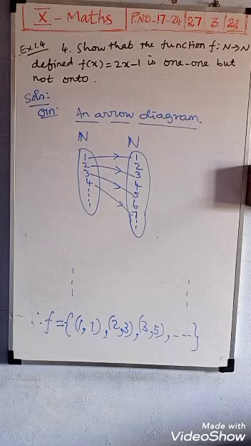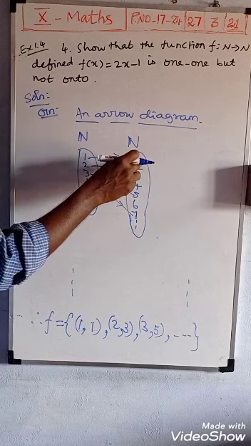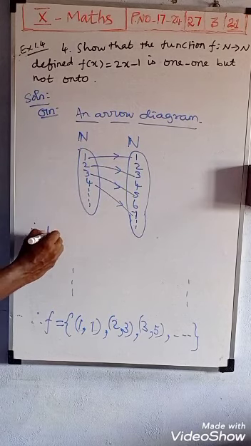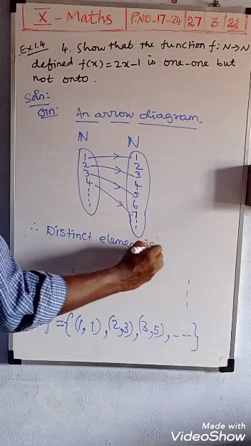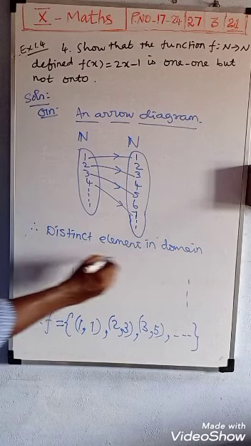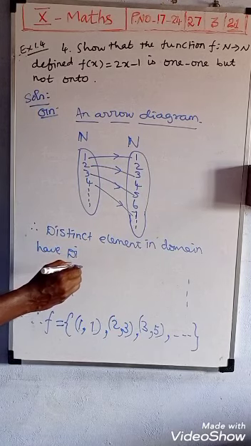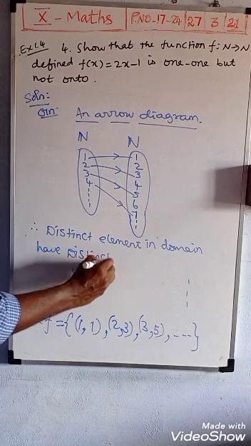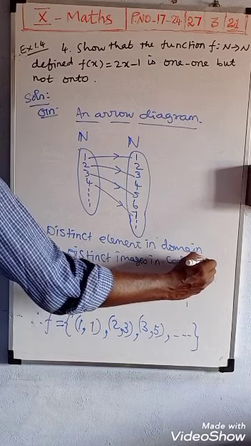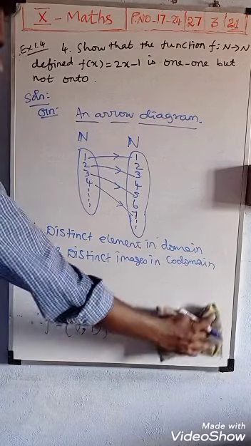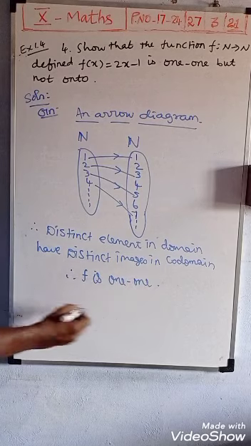Now you check whether it is 1-1 or not. Yes, it is 1-1 because distinct elements in the domain have distinct images in the codomain. Therefore f is 1-1.